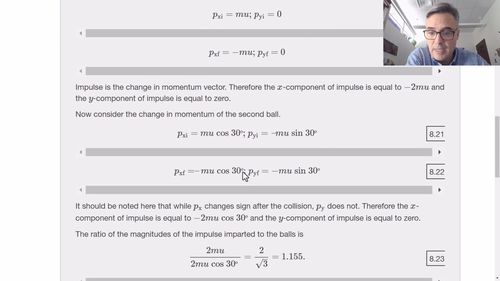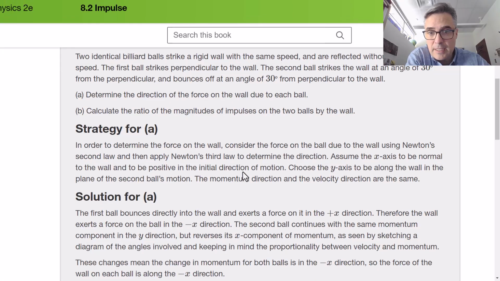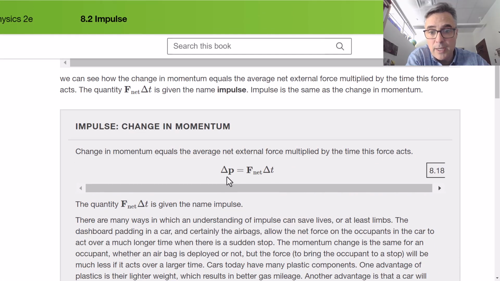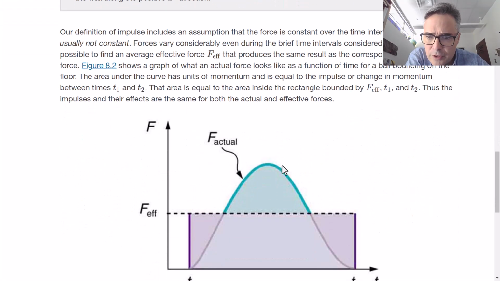The examples are just showing one interesting thing, that all of these equations are vector equations. Delta P is a vector. The net force is a vector. So really, in two dimensions, this equation 8.18 becomes two equations: delta Px equals F net x times delta T, and delta Py equals F net y times delta T. So there's some examples of that.